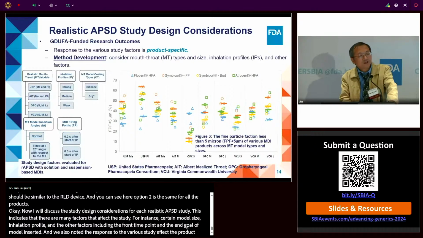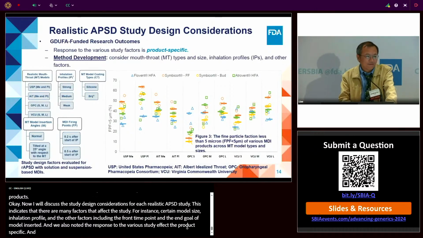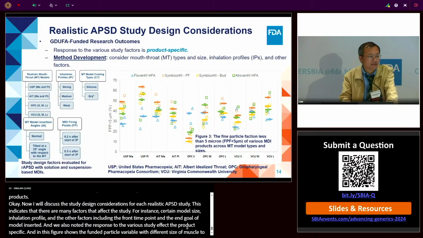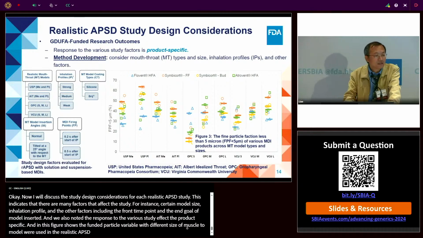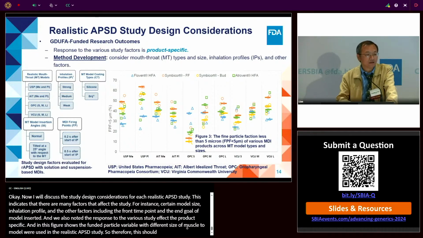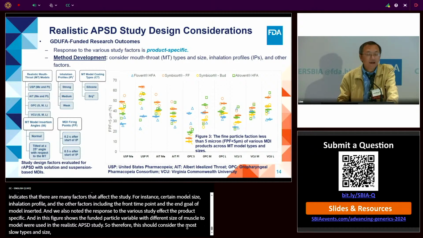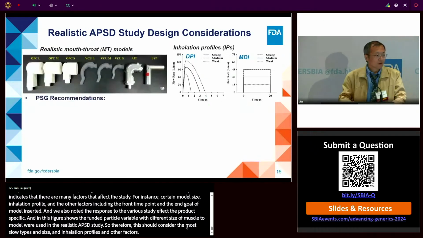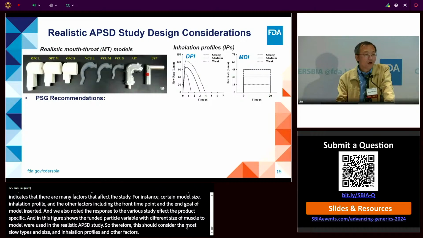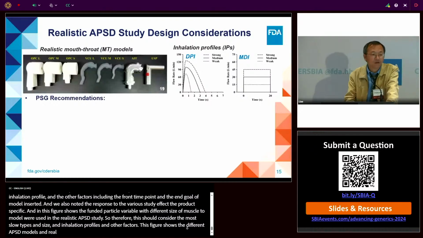This figure shows the fine particle fraction variability for the different products when different sizes of mouth-throat models were used in the realistic APSD study. Therefore, we recommend that your method development should consider the mouth-throat types and sizes, inhalation profiles, and other factors. This figure shows the different mouth-throat models, the realistic inhalation profiles, and the constant flow rate inhalation profiles.